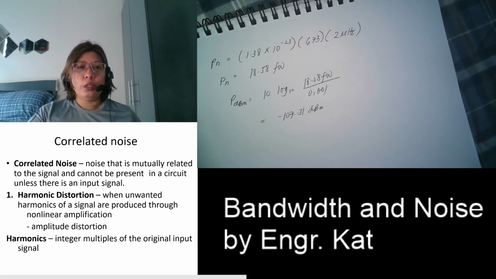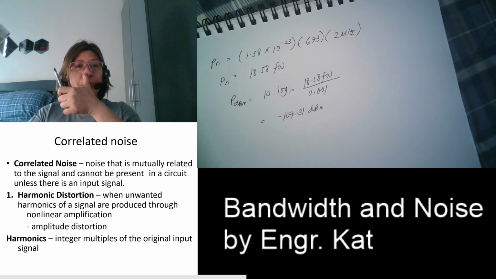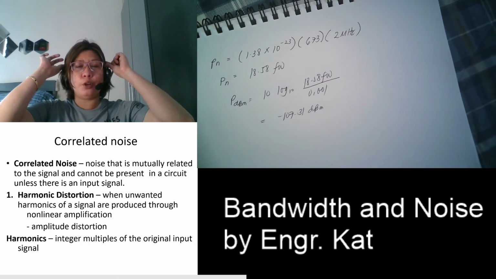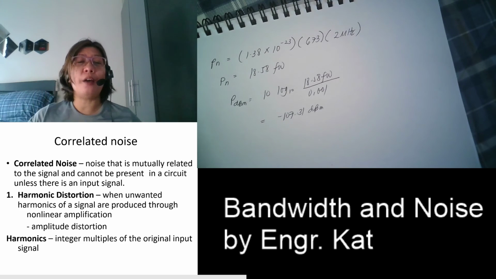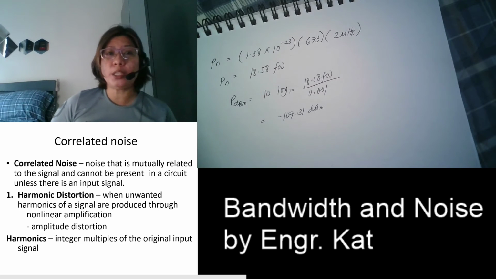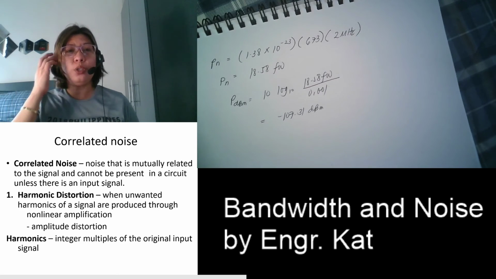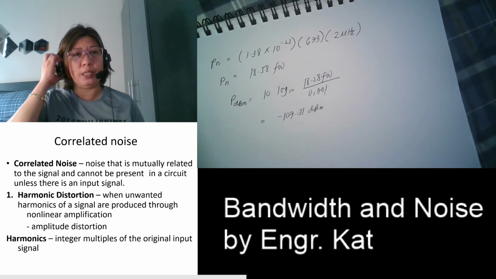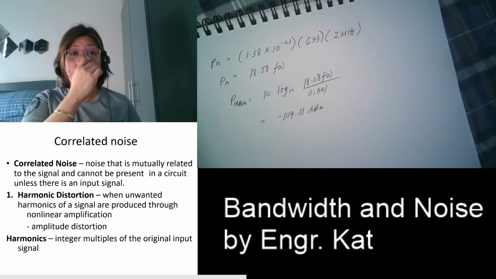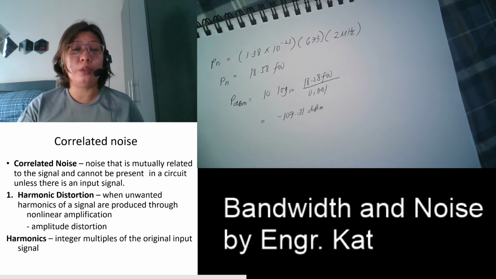Okay, so those are different types of uncorrelated noise. What do we mean again by uncorrelated noise? These are the types of noise that your signal can encounter whether the signal is present or not. They are already there with or without the signal.